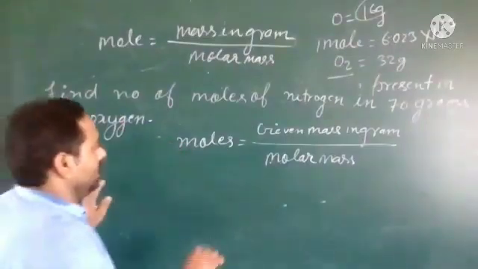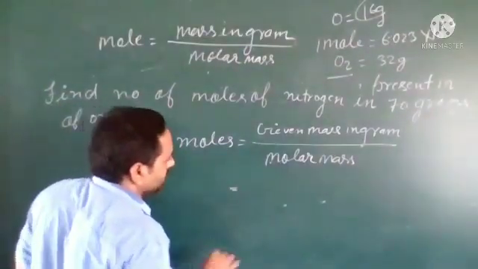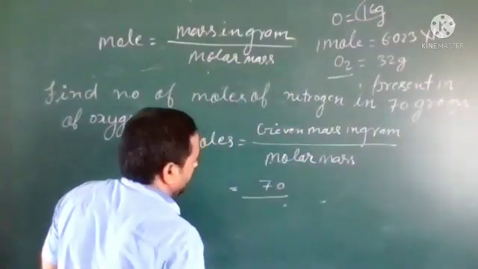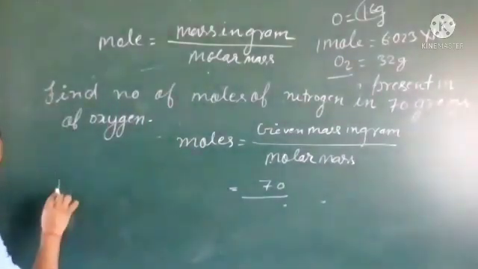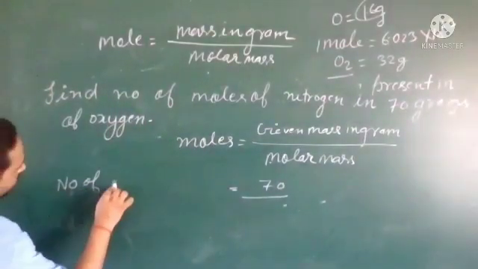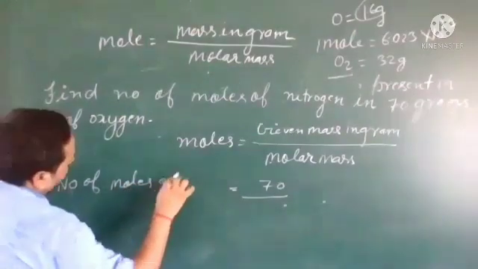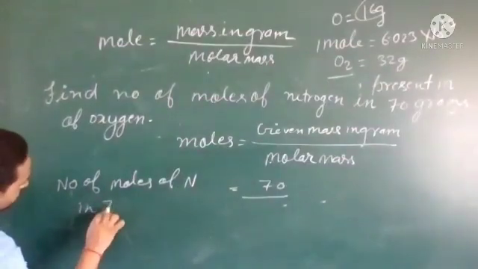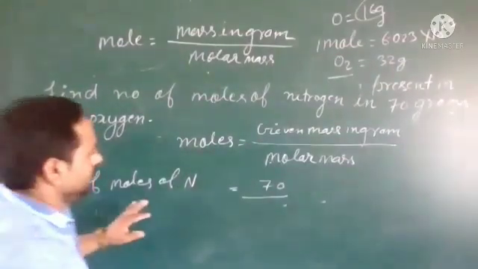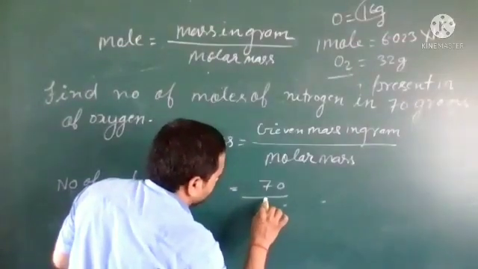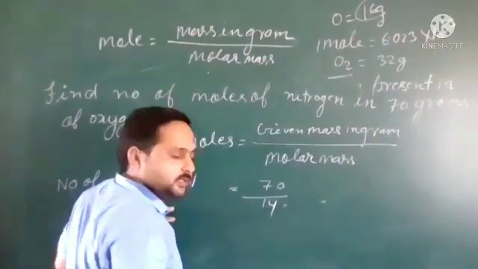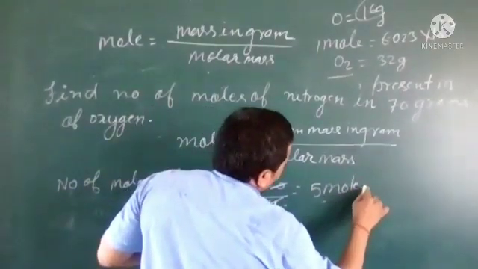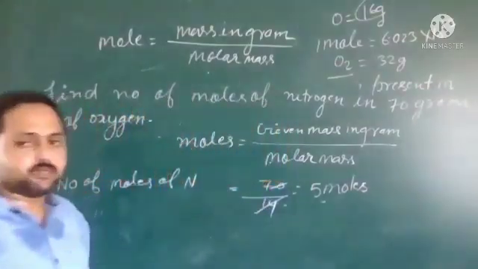So here, how much have I taken? 70 grams. 70 upon, number of moles of nitrogen, 14. Yes, and what is it? 5 moles. Okay, so this is the 5 moles.